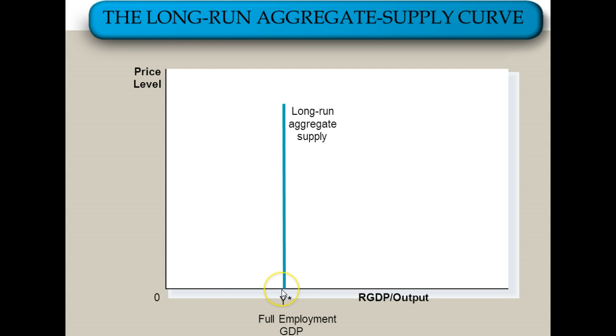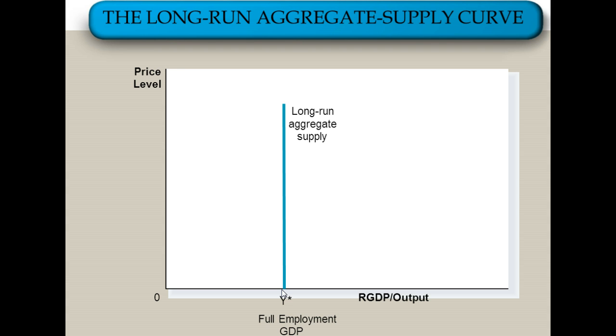Remember, in the short run, the issue was that some of those wages lagged behind prices. And so because of that, that supply curve was upward sloping, but not perfectly vertical. In other words, prices did have some effect on how much producers were willing to produce. In the long run, that's not true.